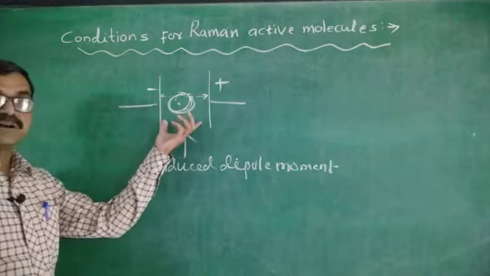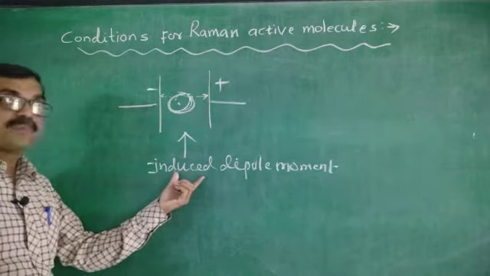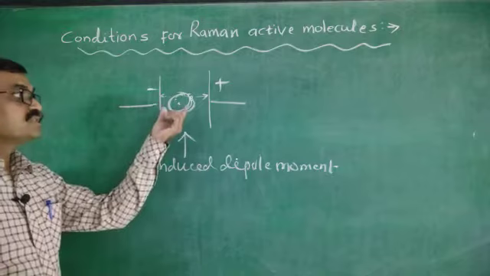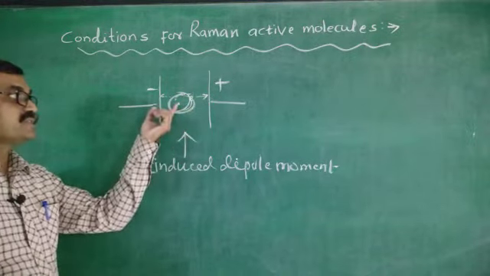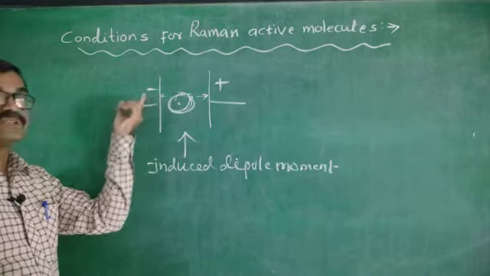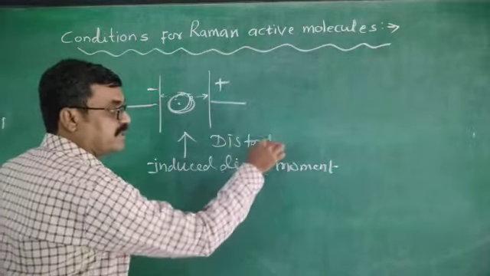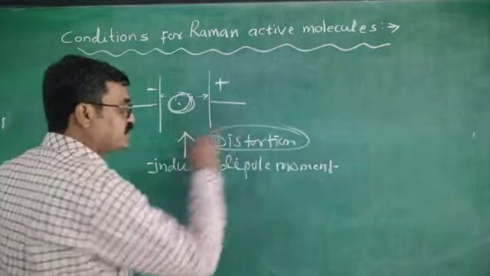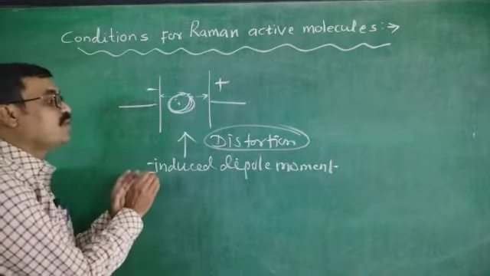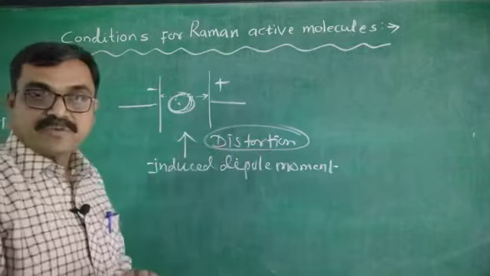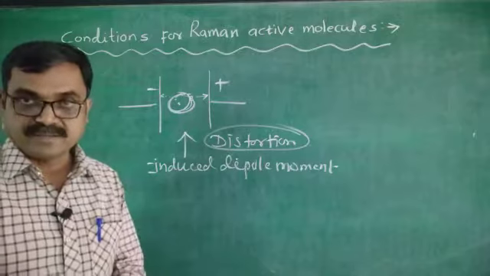of this electric field, and due to this induced dipole moment, the negatively charged electrons get attracted to the positive plate. The positively charged nucleus or nucleons get attracted towards the negative plate. There will be a distortion. Very important term. What is there? Distortion. This distortion is the cause, and this distortion is responsible for the induced dipole moment for that molecule, and we can say the molecule is said to be polarized.